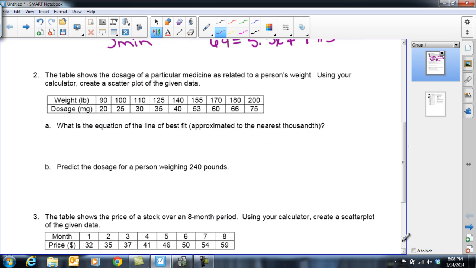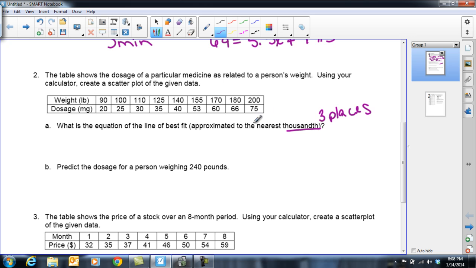So let's do another one. Number 2. This table shows the dosage of a particular medicine as related to a person's weight. It says, using your calculator, create a scatter plot. We're not going to make a scatter plot. What we're going to do is part A. We're going to find the equation of the line of best fit, approximated to the nearest thousandth. That is 3 decimal places. So when we do this, we're going to have to practice rounding to 3 places.